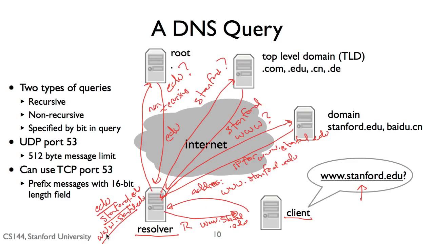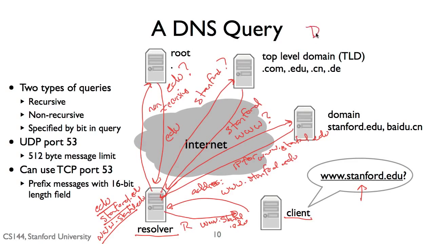It could also be that the resolver had answered this question before, and so rather than go and ask all these servers, it just answers from its cache. So if a couple minutes later another client asks the same question, hey, what's the address of www.stanford.edu? This resolver, rather than contact anyone, can just return the cached result.